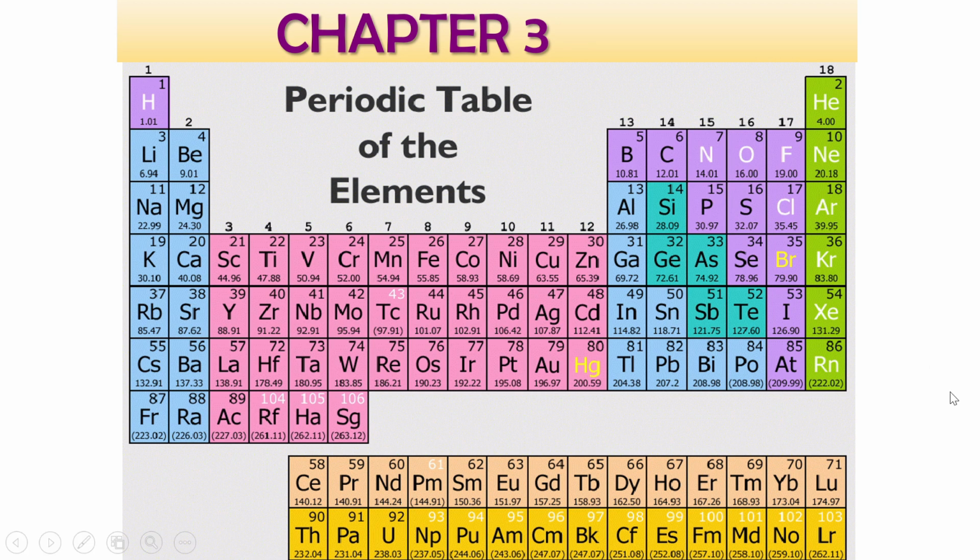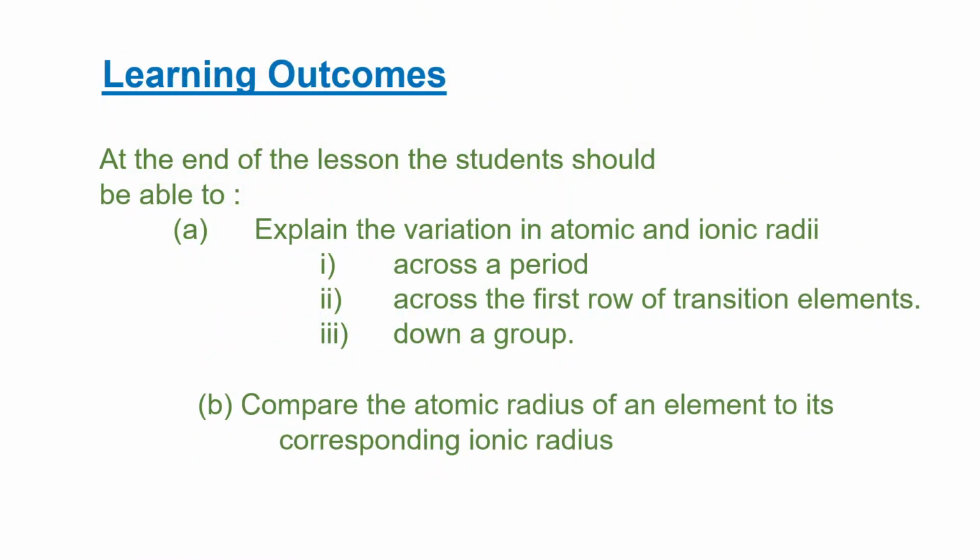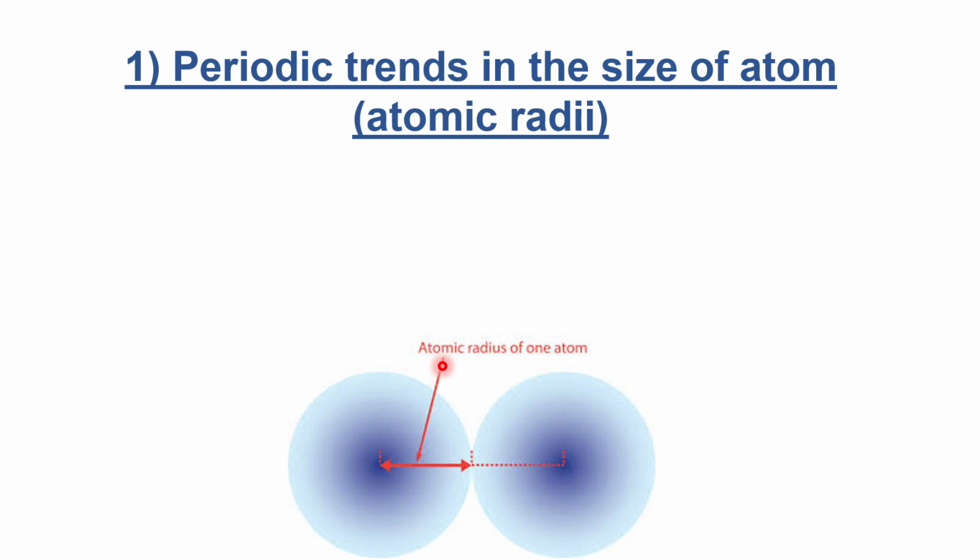Okay, so this is the second part in chapter 3, periodicity. In this subtopic, we are going to learn how to explain the variation of atomic radius across a period, across the first row of transition elements, and also down a group. So before we go further, let's define how we measure the size of an atom.